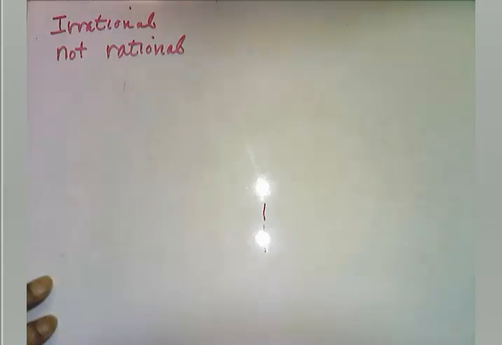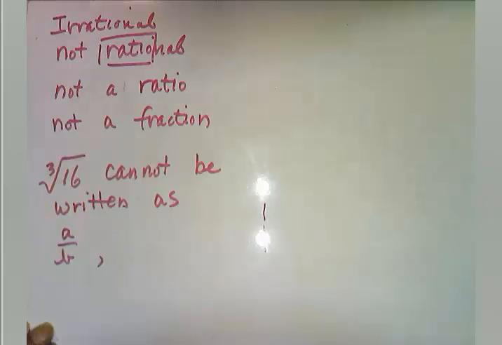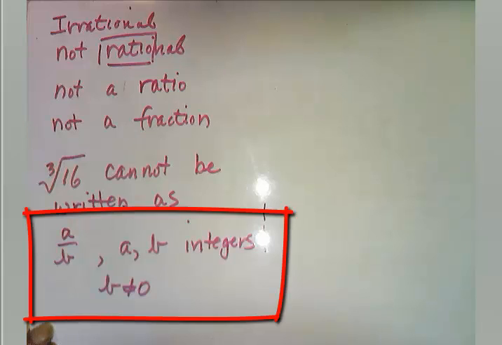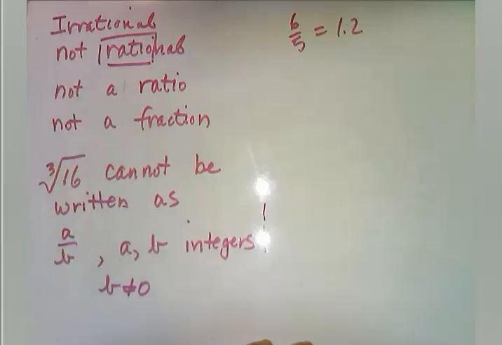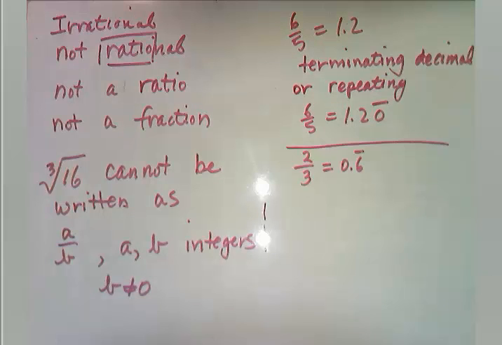Irrational means not rational, or not a ratio, or in other words, not a fraction. The cube root of 16 cannot be written as a over b, where a and b are integers. b cannot be 0. This is the formal definition of a rational number. Let's see what this means. 6 over 5 is a rational number. It divides out as 1.2. It is a terminating decimal, or a repeating 0 decimal. 2 over 3 is a repeating decimal.